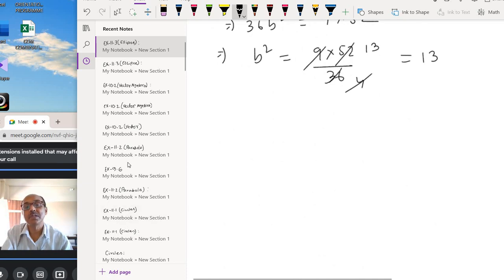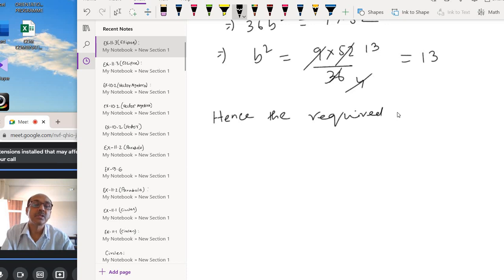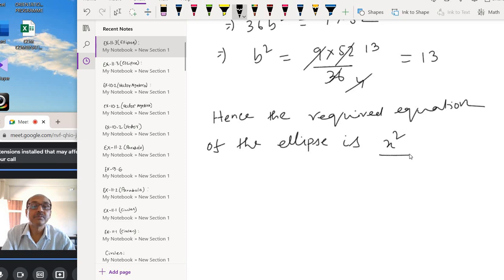Hence the required equation of the ellipse is x square by 52 plus y square by 13, b square is 13, y square by 13 equal to 1. This is the answer.